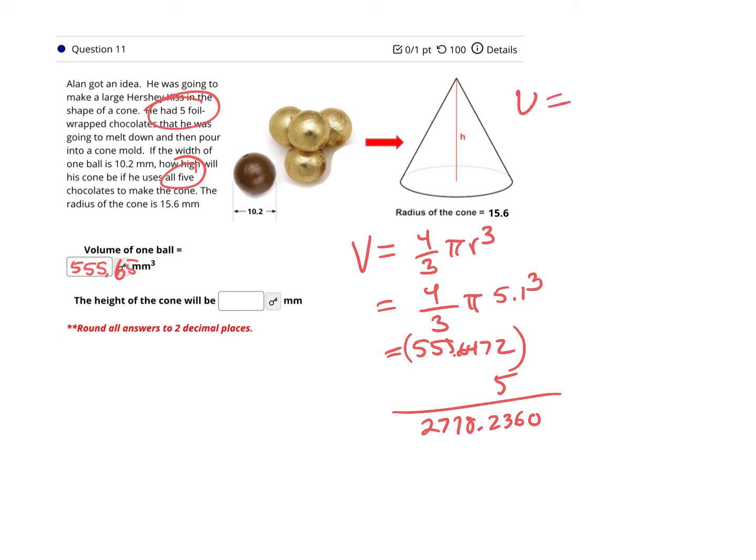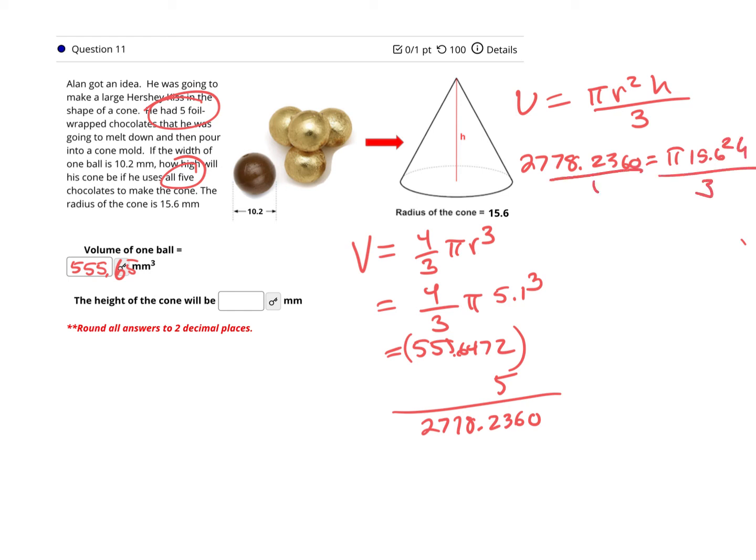Now, once I know the volume of chocolate that I have, I know that the formula for the volume of a cone is the area of the base, which is pi r squared, times the height, divided by 3. So my volume is 2,778.2360, and that equals pi times my radius, which is 15.6 squared, times the height, divided by 3.